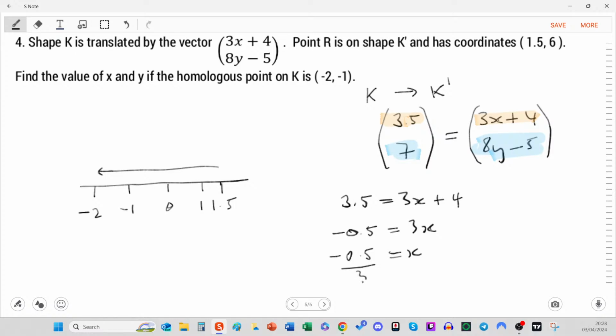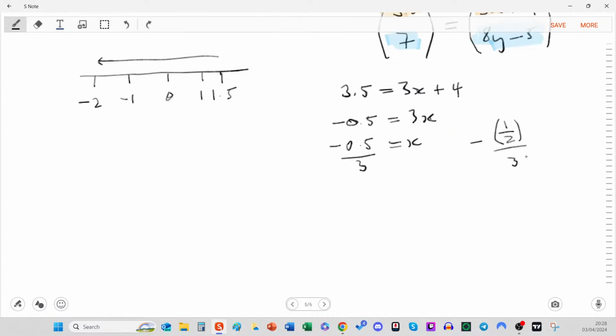So let's consider what this might be. So this is negative either way, and we've got a half divided by 3. And as we know, as a beautiful relationship, if we're dividing by a particular value, it's the same as multiplying by its reciprocal. So here we have half divided by 3, which is the same as multiplying by 1 over 3. So we get negative 1/6.